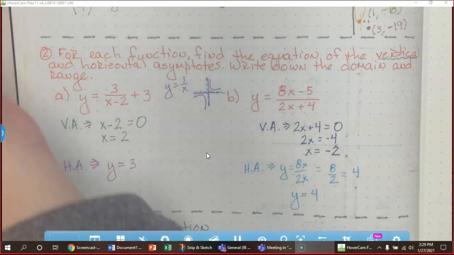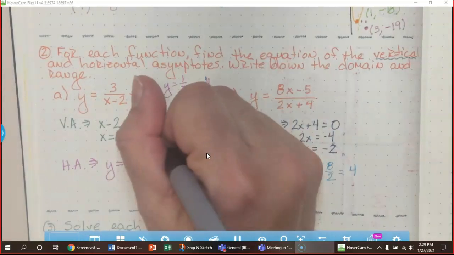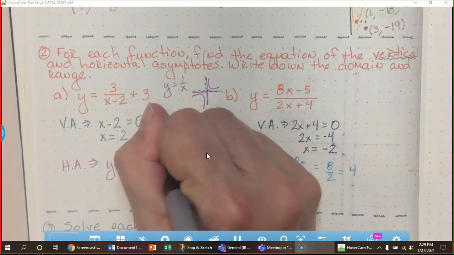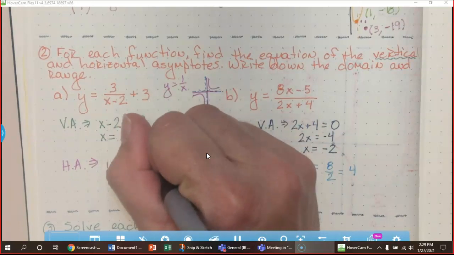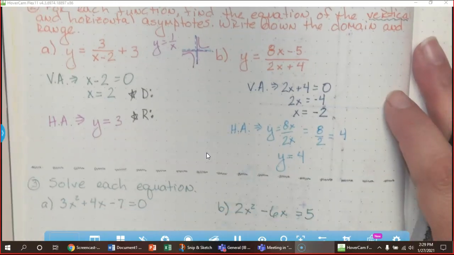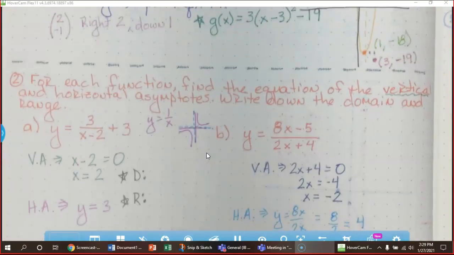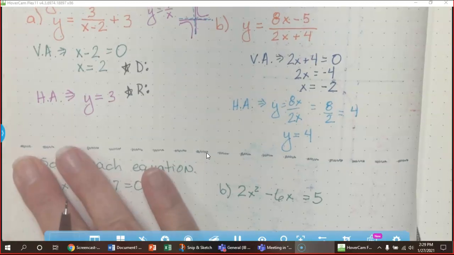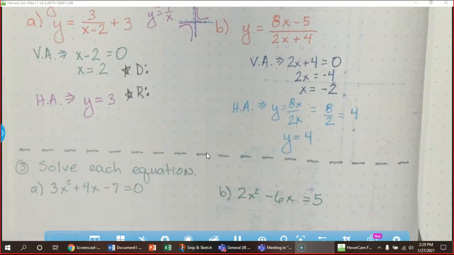All right, so your job on number 2 is to tell me the domain and the range for each of these functions. Okay? That's your job. All right, number 3. I want you to solve those 2 equations. That's your job on number 3. You know how to do that. You are good to go. So jot those 2 equations down. You're going to submit those to me.